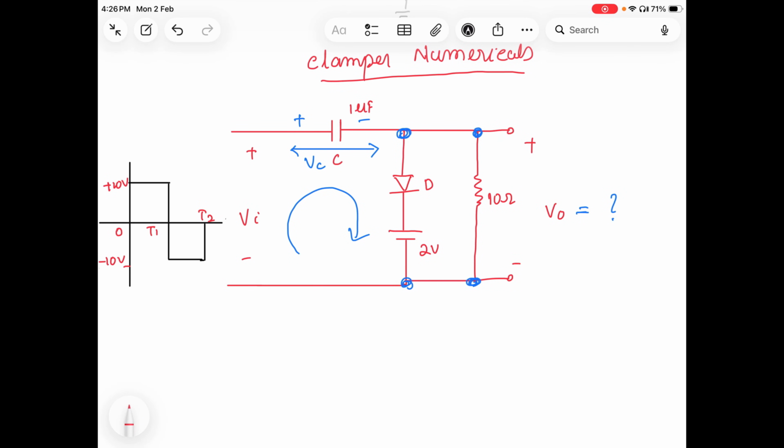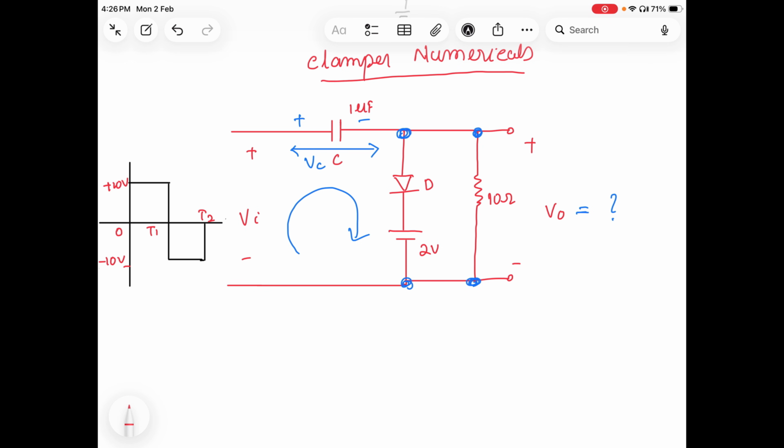Welcome to another video on analog device circuits. Today I'm going to discuss clamper numericals. As I have already discussed in the previous video lecture, we covered the positive clamper, negative clamper, positive clamper with positive bias, positive clamper with negative bias, and so on.